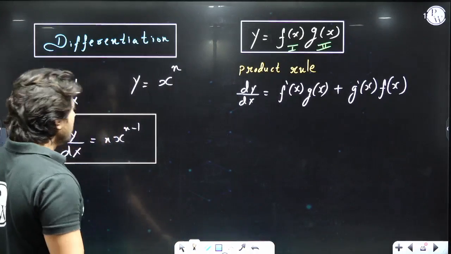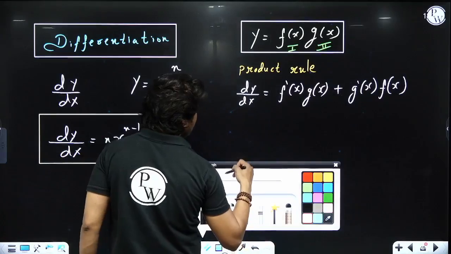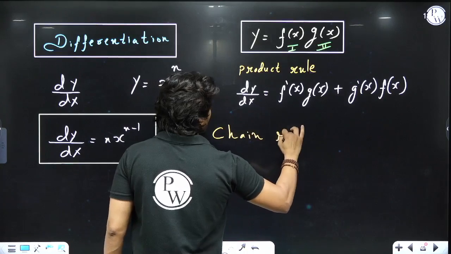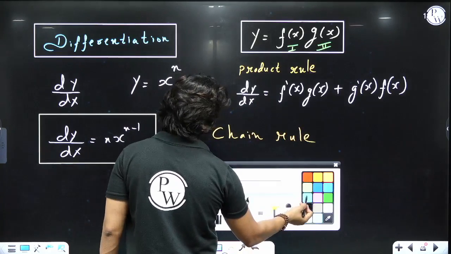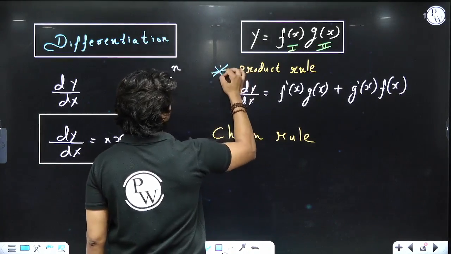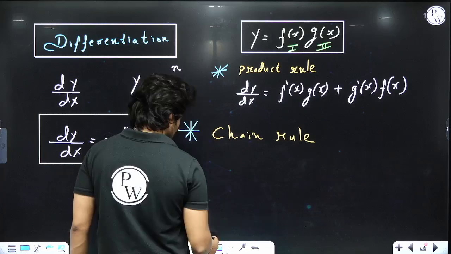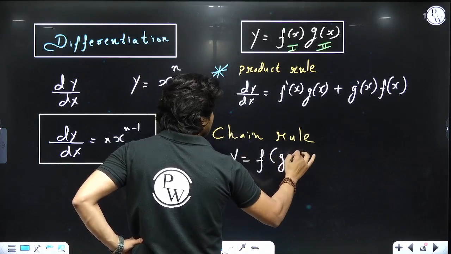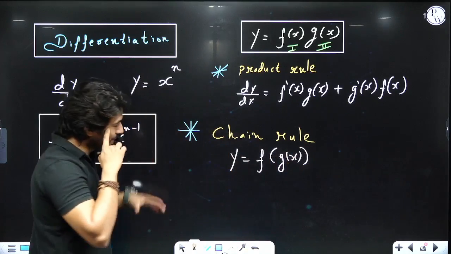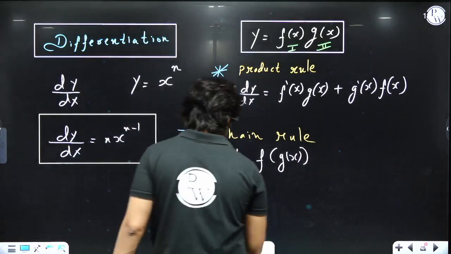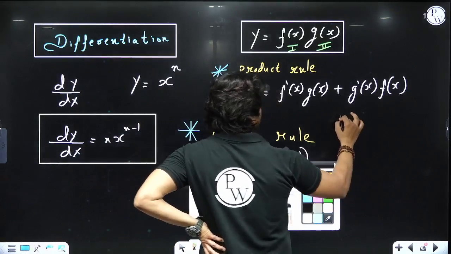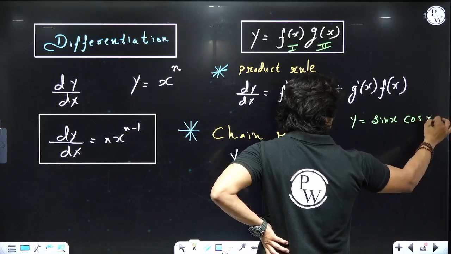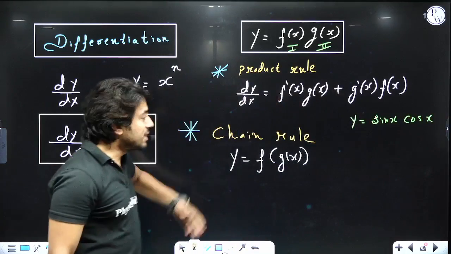Okay. Now, if you have a function within a function, then you use the chain rule. What is the difference between the product rule and the chain rule? Chain rule means you have a function inside a function. Can you give us some examples? Definitely yes. If you have the example y equals sin x into cos x, what kind of rule is it? This is product rule.